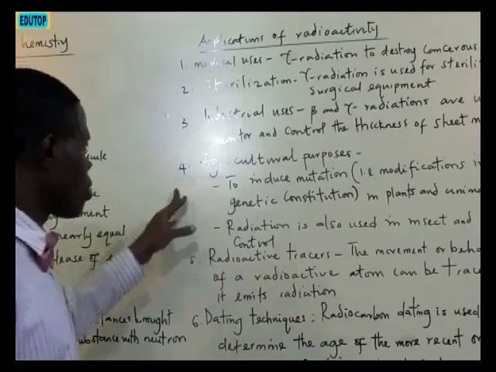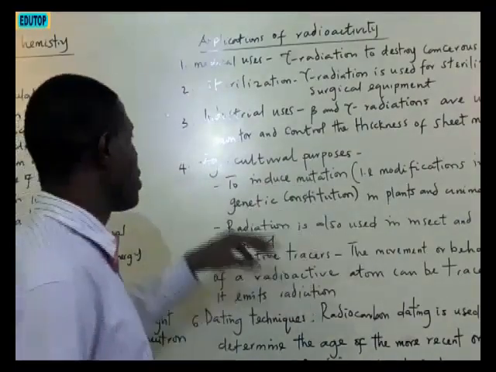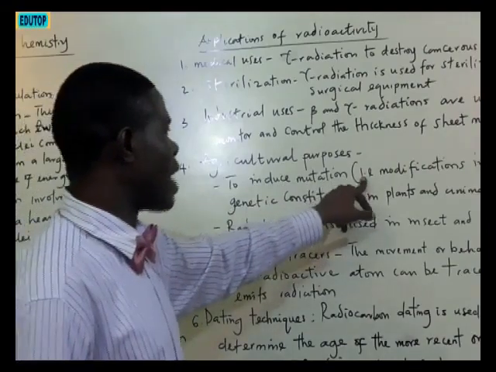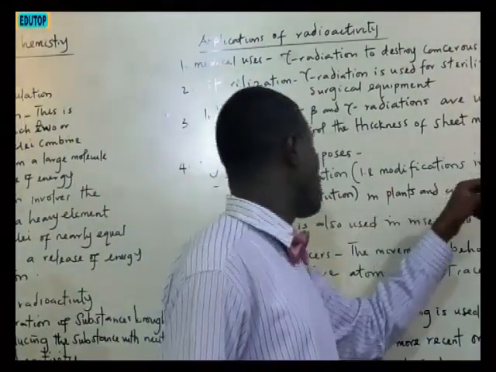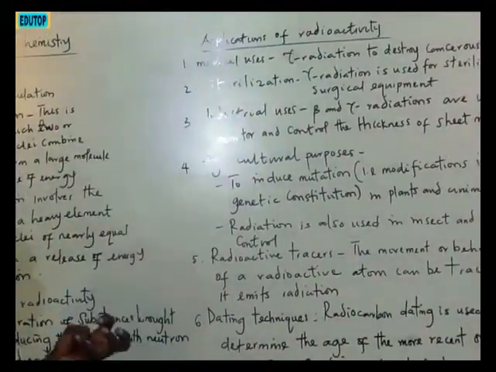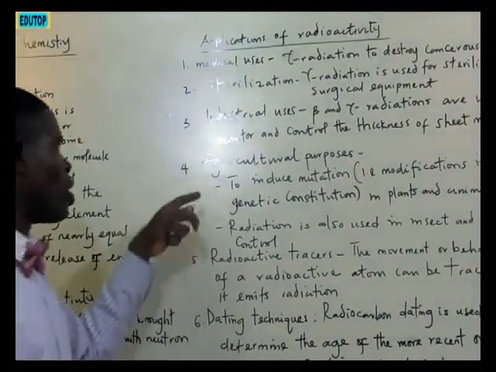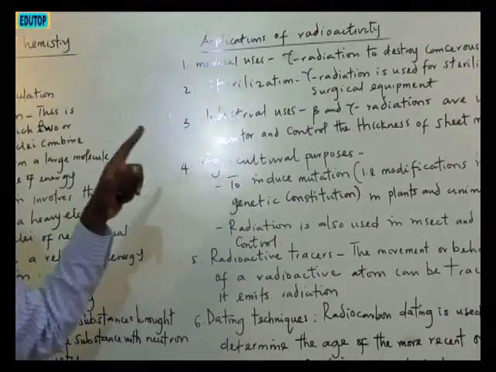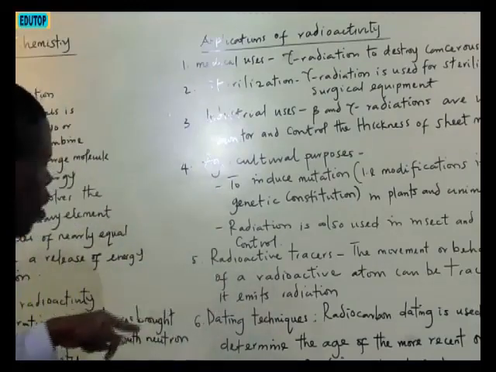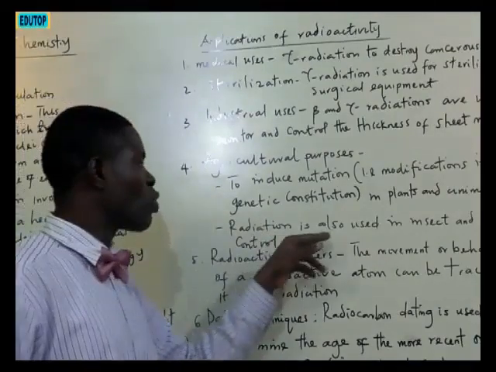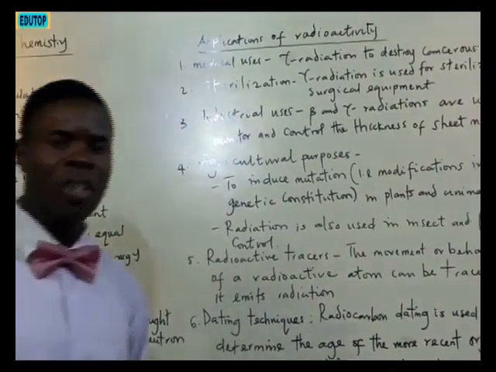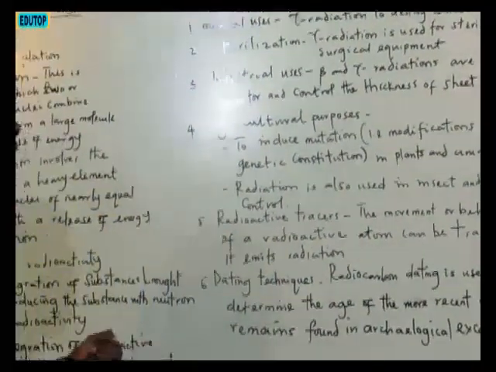Then also in agriculture, agricultural purposes, to induce mutation. What is the meaning of that? That is modification in the what? Genetic constitution in plants and what? Animals. So radioactivity also has its application in agriculture in this respect. And also, radiation is used in insect and pest control. We normally use radiation to control pests and insects.